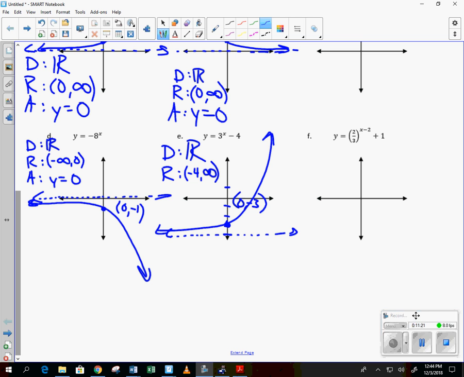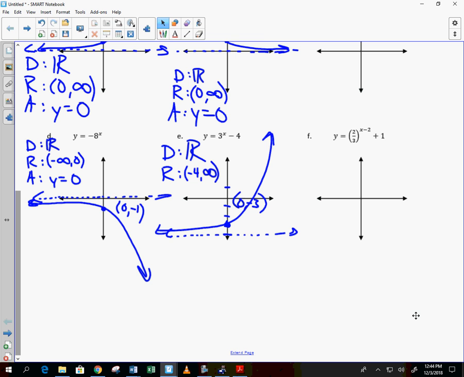All right, here we go. Let's check it out. Okay. This is what the parent function looks like. Why does the parent function look like that? Because you've got a 2/3. So the transformation that's going to occur is 2 to the right and 1 up.